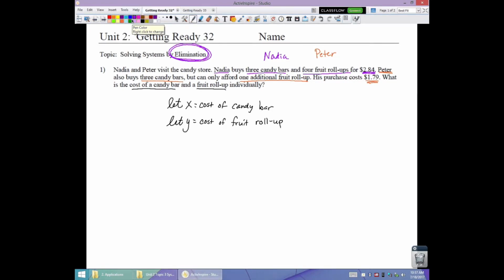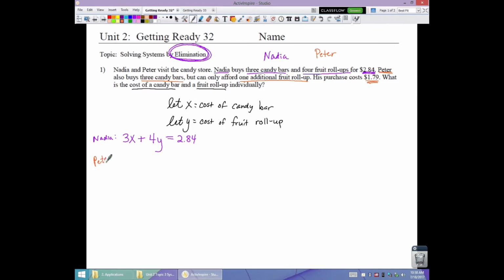Let's write the one for Nadia. All right, Nadia's equation, she bought 3 candy bars. Well, each one costs x dollars, so 3x. And we're adding on to that, she bought 4 fruit roll-ups. Each fruit roll-up is y, so 4y. The total cost for her candy bars and her 4 fruit roll-ups was $2.84.